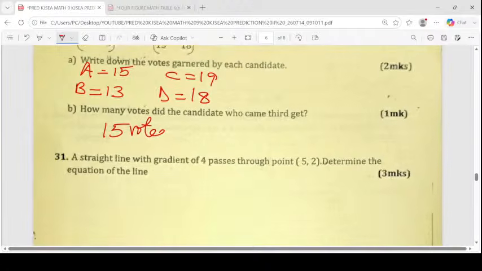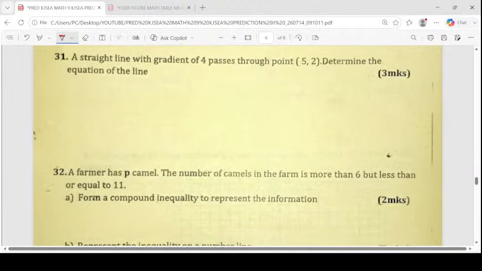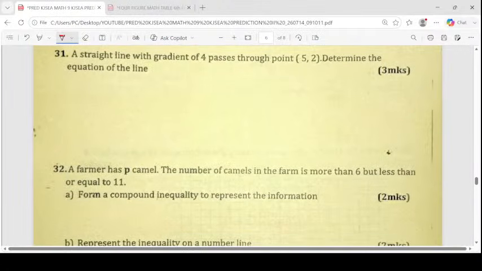Question number 31. A straight line with a gradient of 4 passes through the point 5, 2. Find the equation of the line. So I'll take the point 5, 2. Then I'll introduce another point which I can call xy.